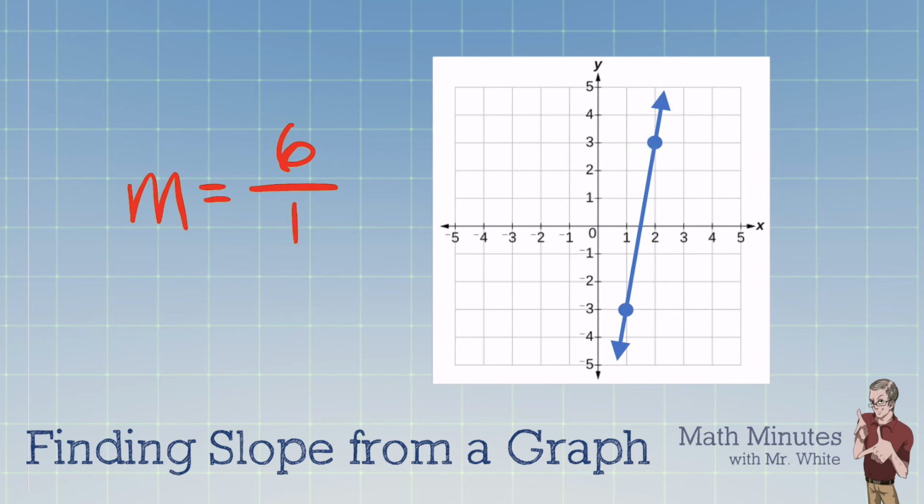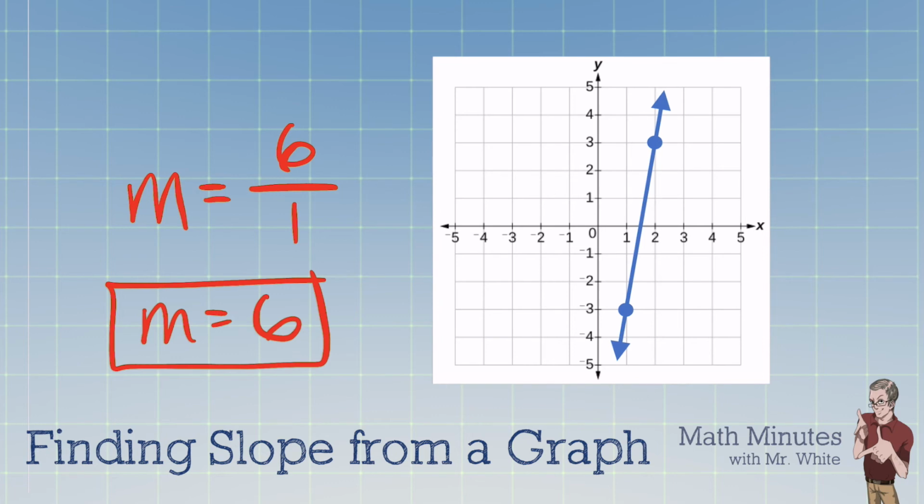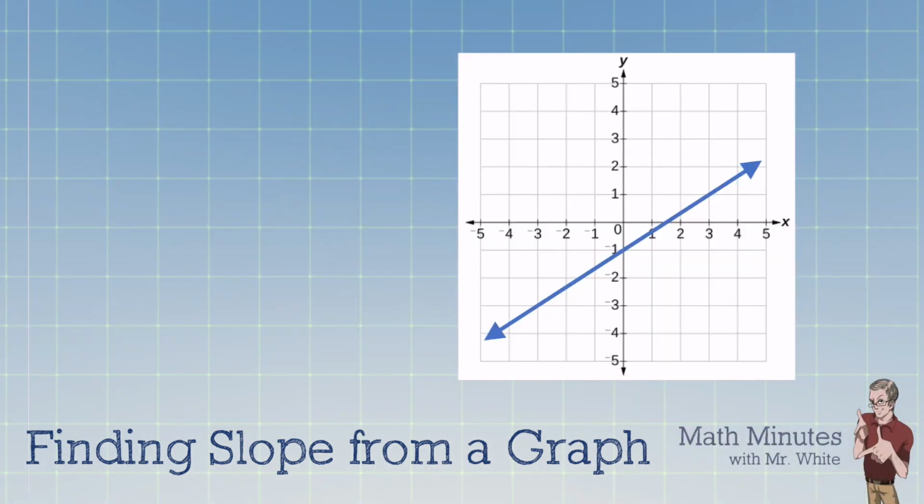This is an example of a slope that we might want to simplify. You could just write this as 6. The slope is 6. So if this were a multiple choice question, my guess is your teacher would put 6 there, not 6 over 1. All right, so you're starting to understand this, I bet.